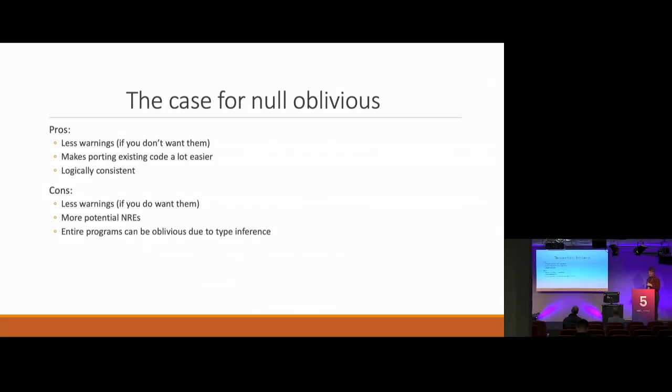And actually, you can write entire programs that are oblivious due to type inference, right? If you just have nothing but values that are generated from oblivious calls. As you know, in F#, lots of things are just figured out by the type system, and then they don't actually get assigned to a nullable or a non-nullable type. Then that's kind of a weird state for the program.